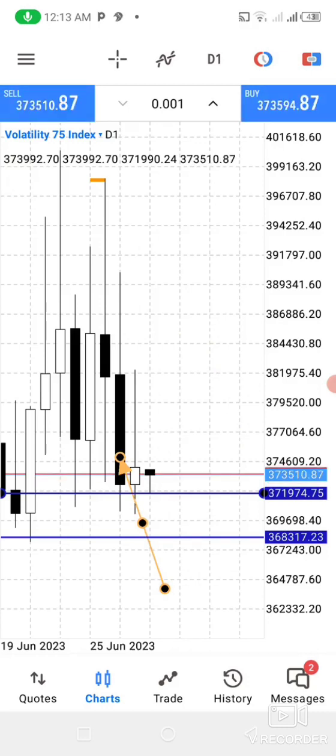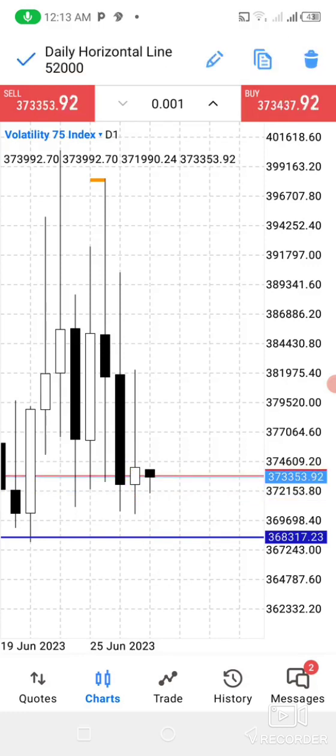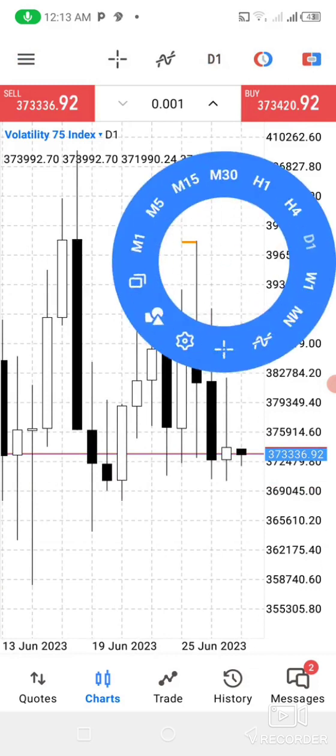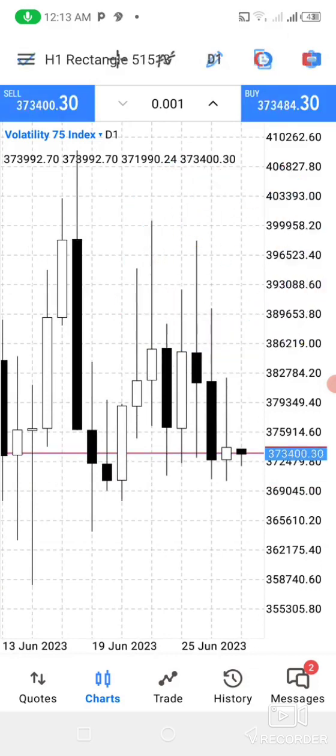Now let us go to the support and resistance method. Then I will go to the Forex market. Support and resistance method. Now, the lowest time frame we shall be using in this idea is daily.